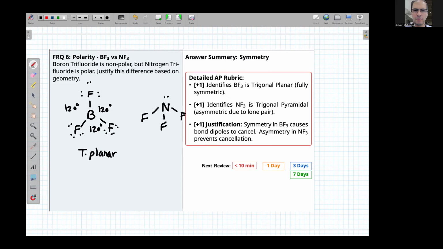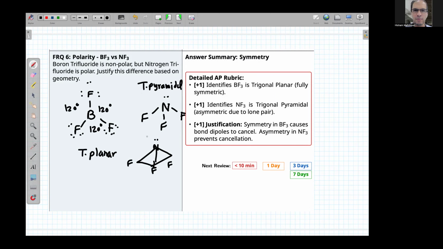3 bonding domains plus 1 lone pair equals 4 electron domains, not 3 like here. The molecular geometry is trigonal pyramidal, like a pyramid with the nitrogen at the top and the 3 fluorines forming the base. So trigonal pyramidal, not trigonal planar like BF3. We have nitrogen here at the top and here fluorine, fluorine, and fluorine. Here is where geometry determines the polarity.